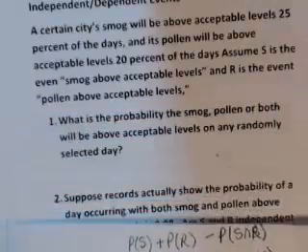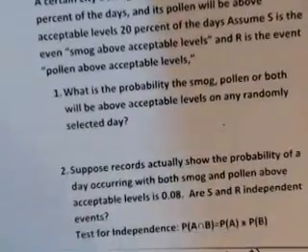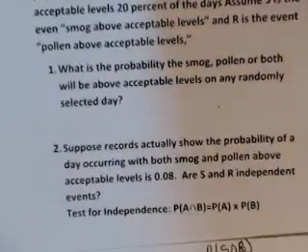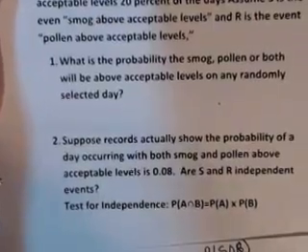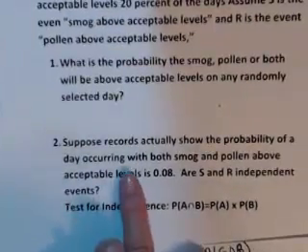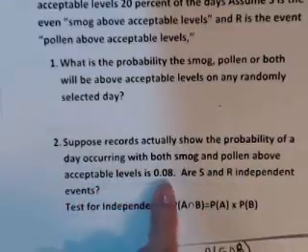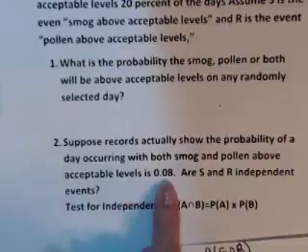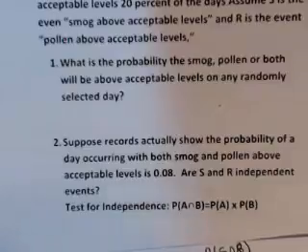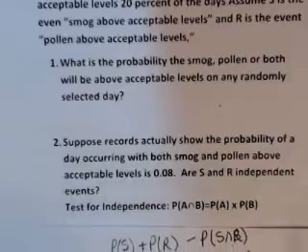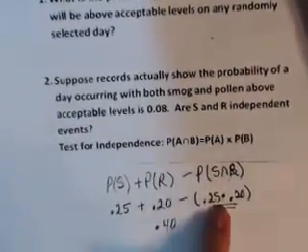Now, the next part of this says, suppose records actually show the probability of a day occurring with both smog and pollen above acceptable levels is 8 hundredths. So we have some data about this overlapping section that we just predicted.